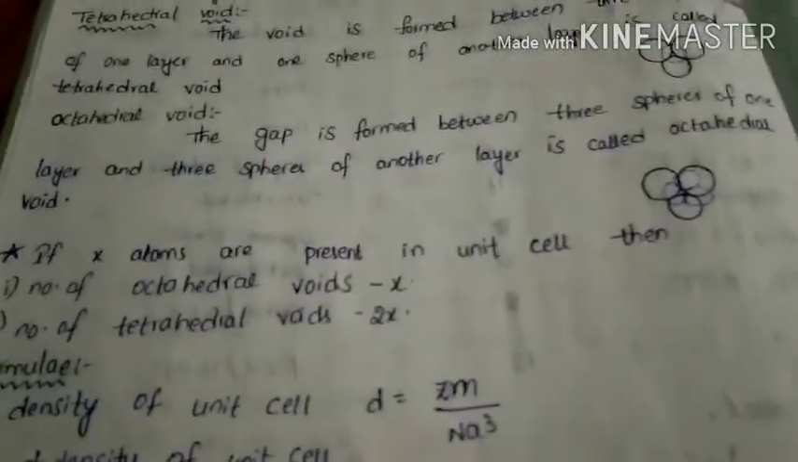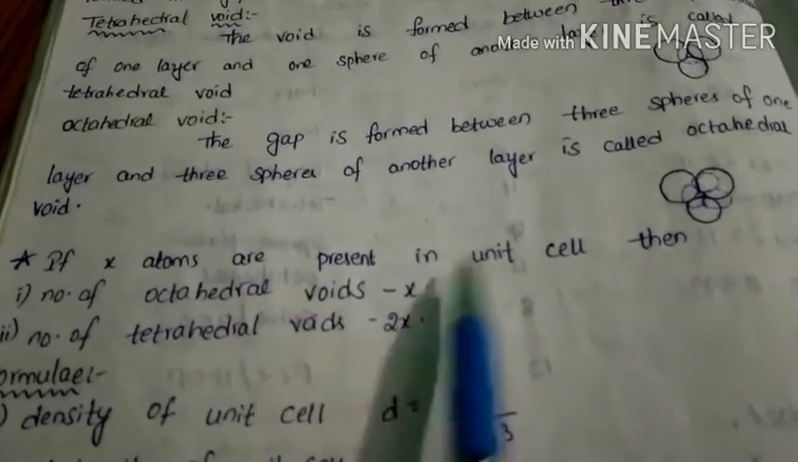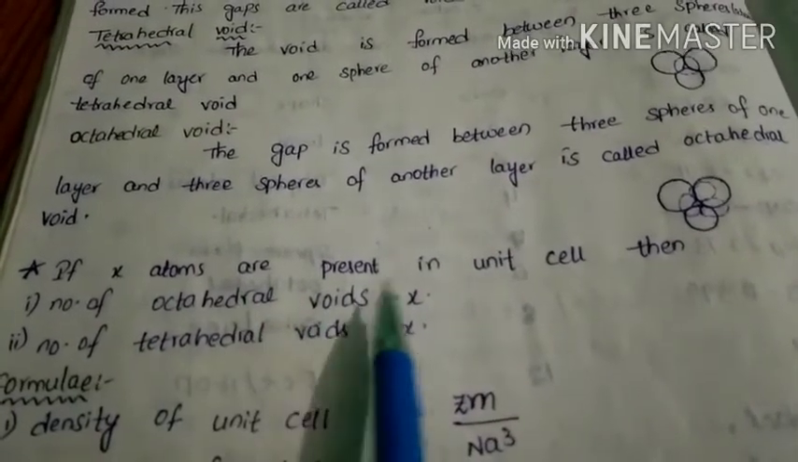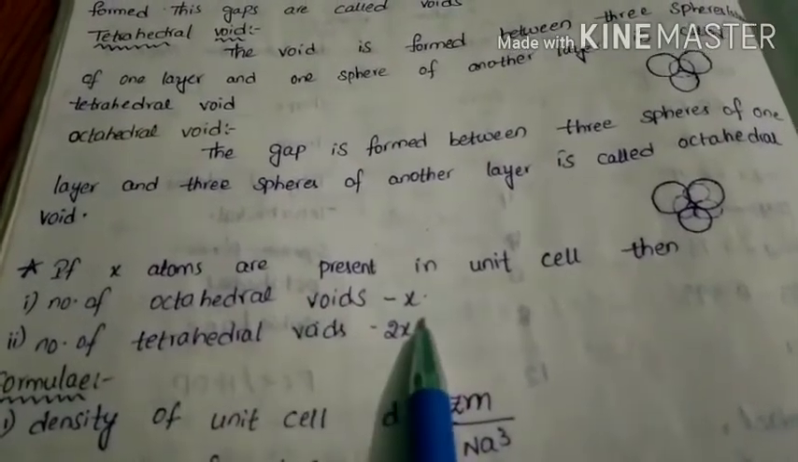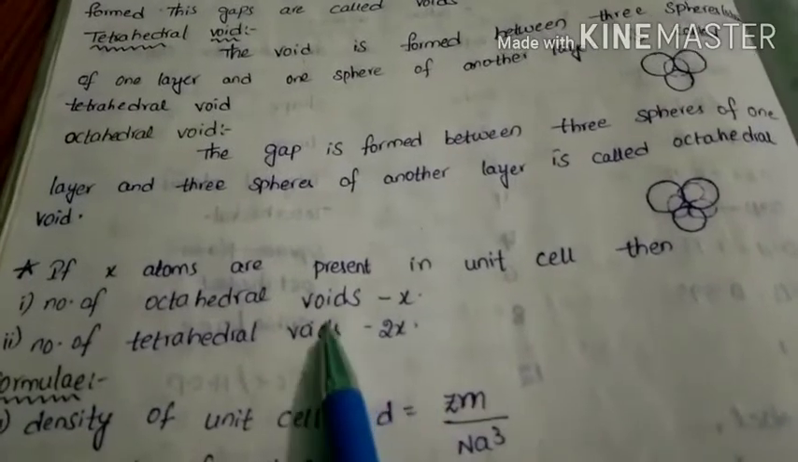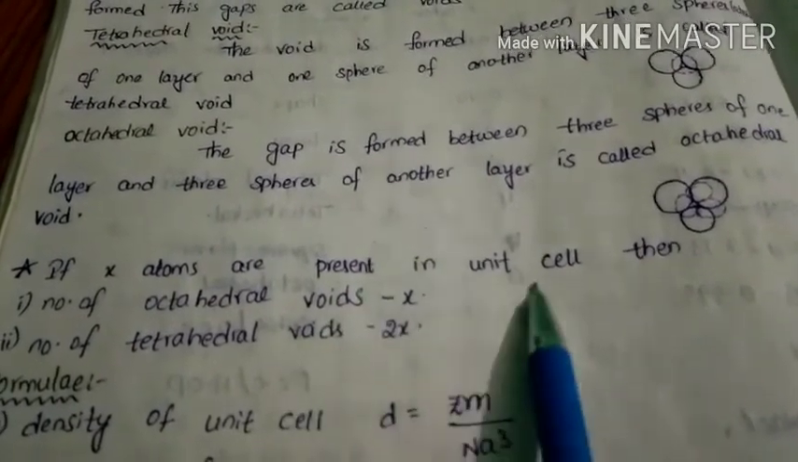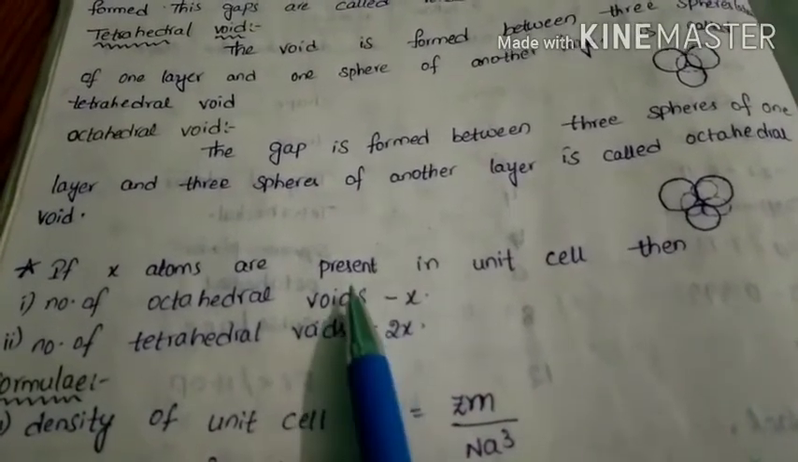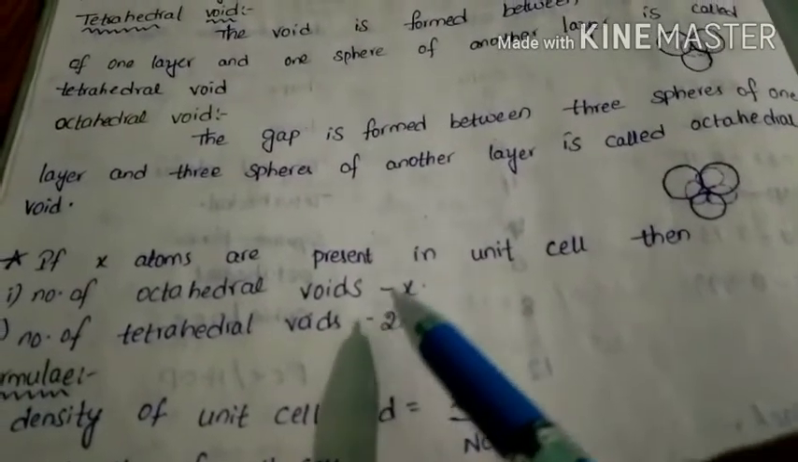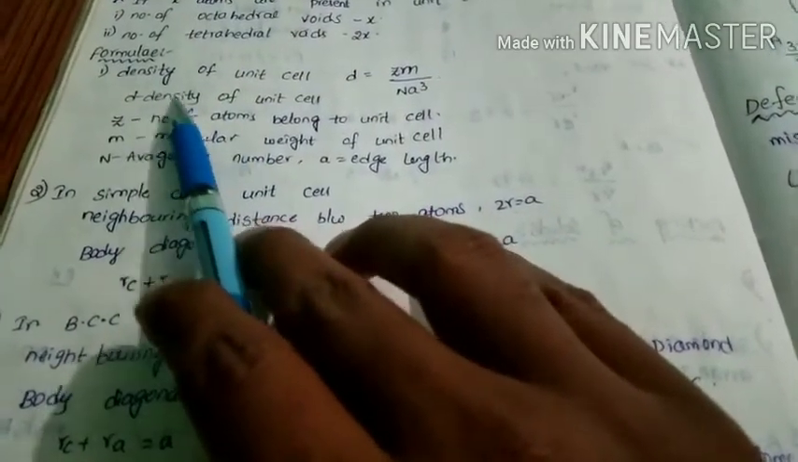Here the important point is, if X atoms are present in a unit cell, then the number of octahedral voids is equal to X. That means the number of octahedral voids is always equal to the number of atoms present in the unit cell. But the number of tetrahedral voids is double the number of atoms in the unit cell. This point is important.